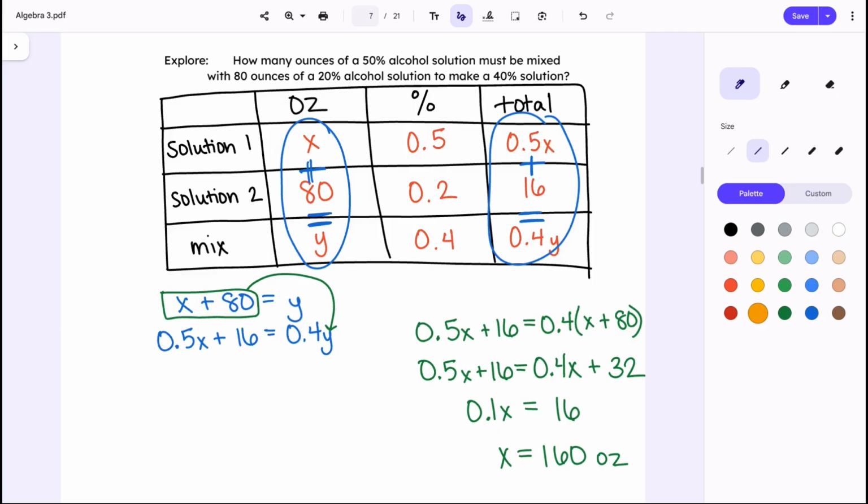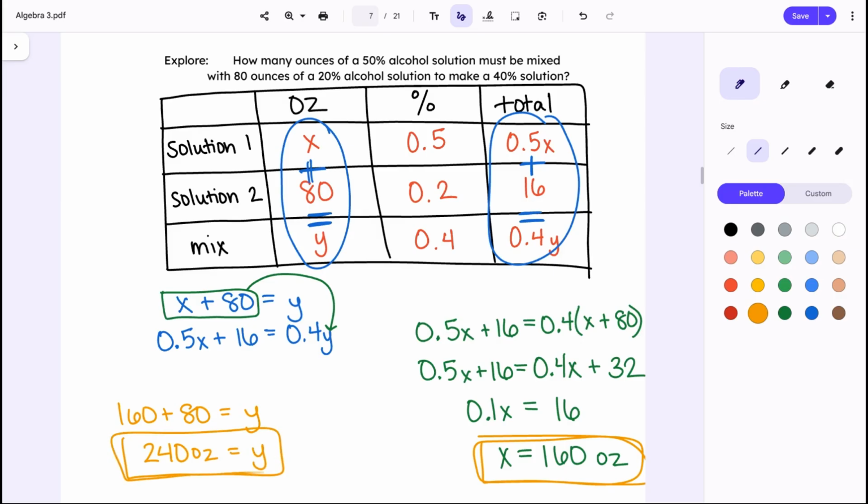Because the problem up there says how many ounces of the 50% alcohol solution needs to be used. Well, we said x was for the 50%, so this is actually the answer that they wanted here. But if they wanted both, or they wanted to know how many ounces for this total mixture, then we could still add that on. So to find y, if you needed to, you would just come back up here to this first equation. You would take 160 plus 80, which would be 240 ounces, and that would be for y. So they might ask for that as well.